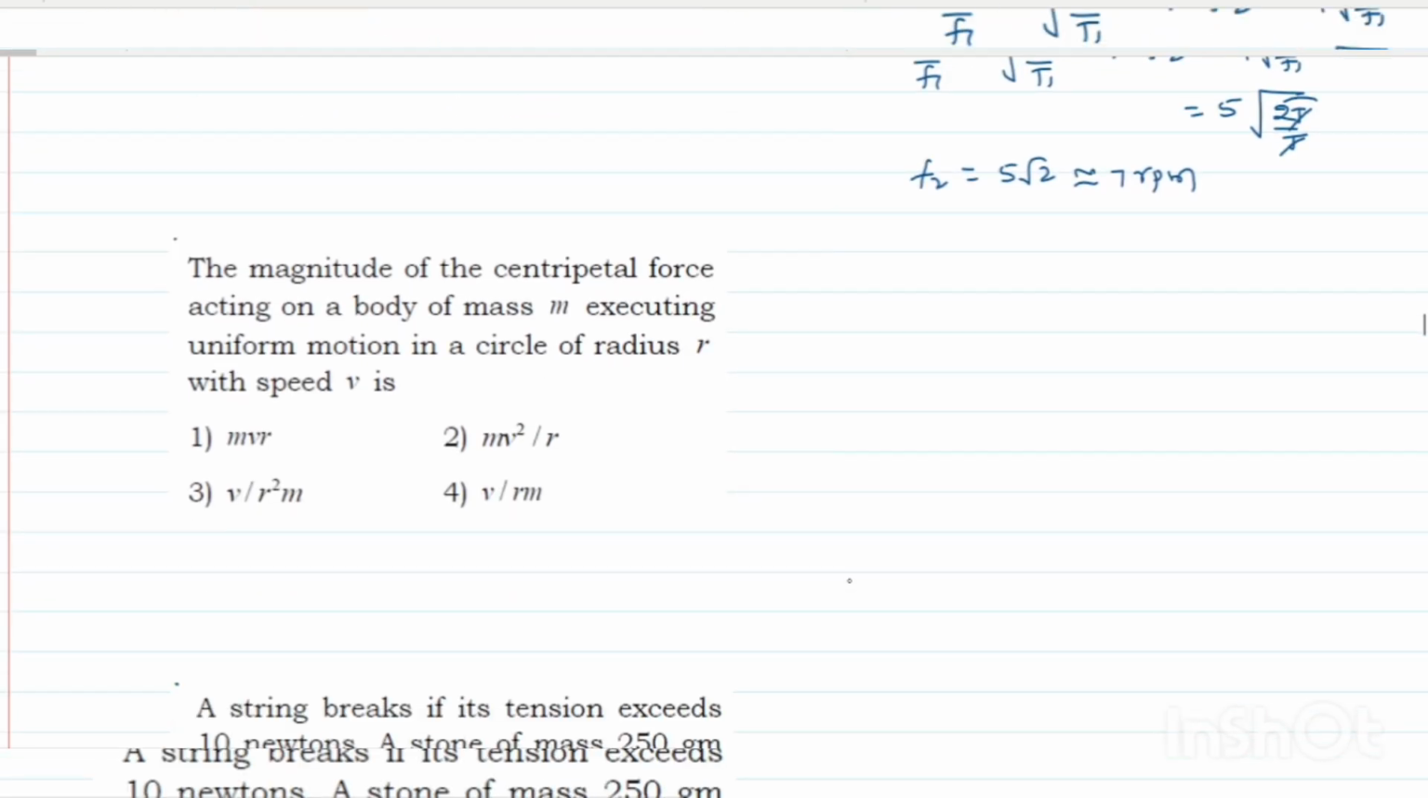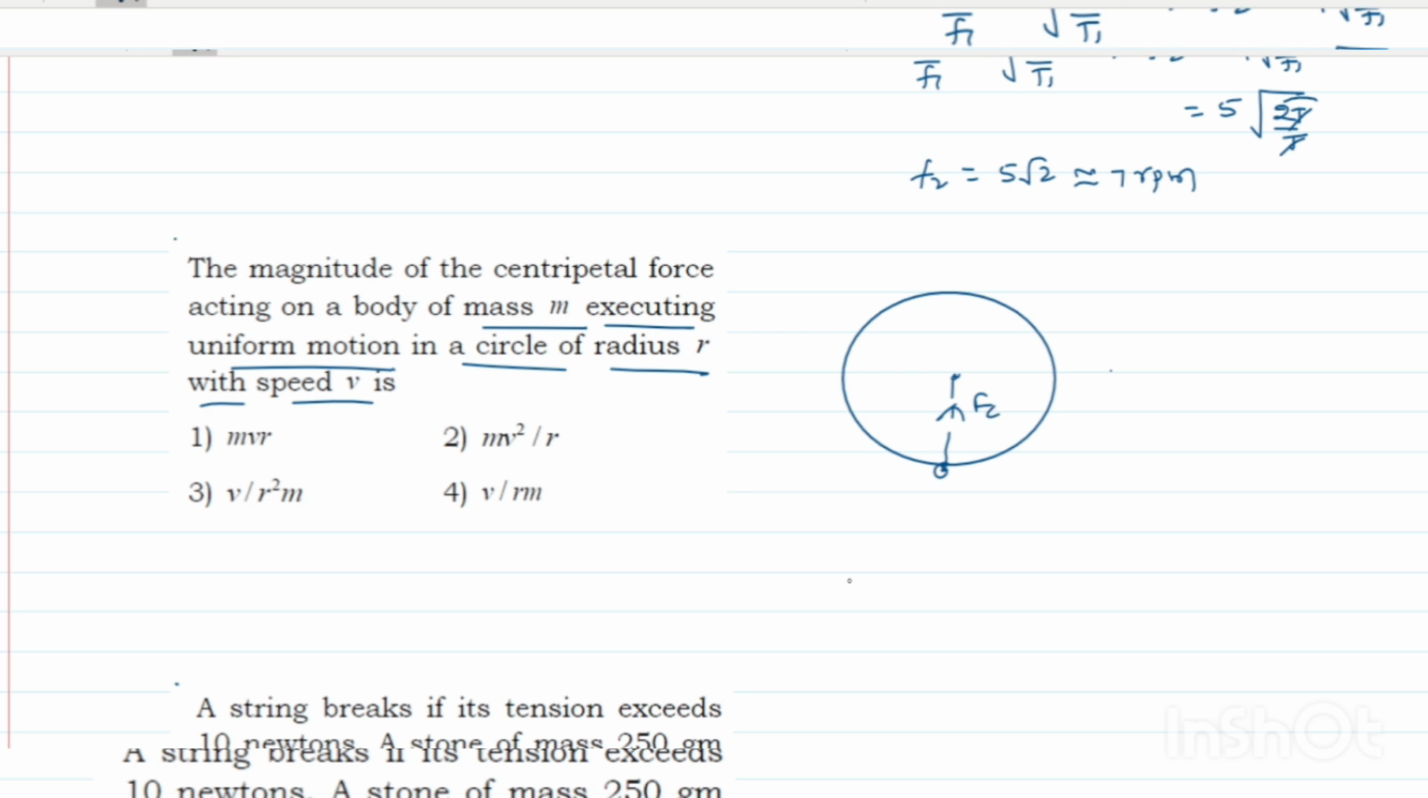Let us see the next question. The magnitude of the centripetal force acting on a body of mass m executing uniform motion in a circle of radius r with a speed v is asked. It's a direct formula, students. If any body is moving in a circular path with mass m, linear speed v and radius r, then the centripetal force is equal to mv square by r.